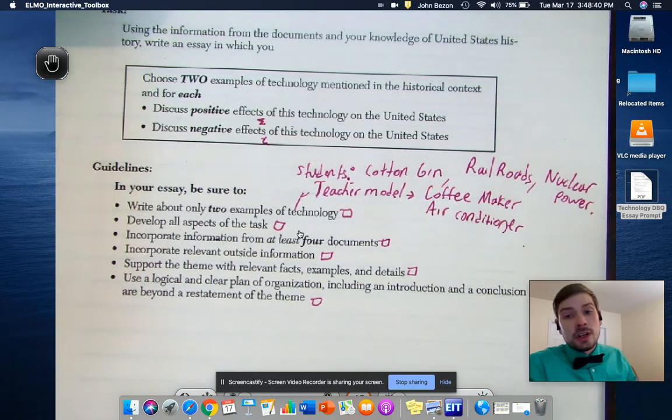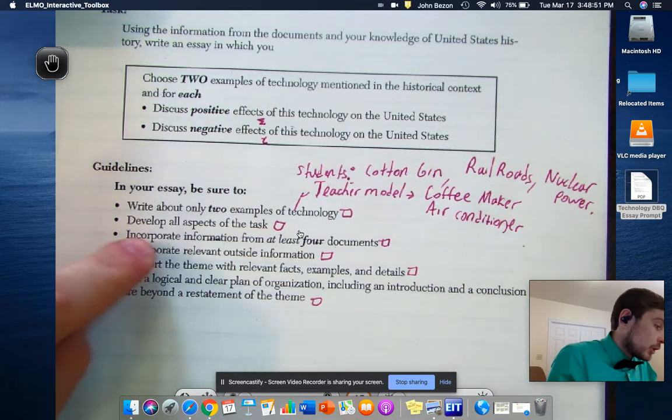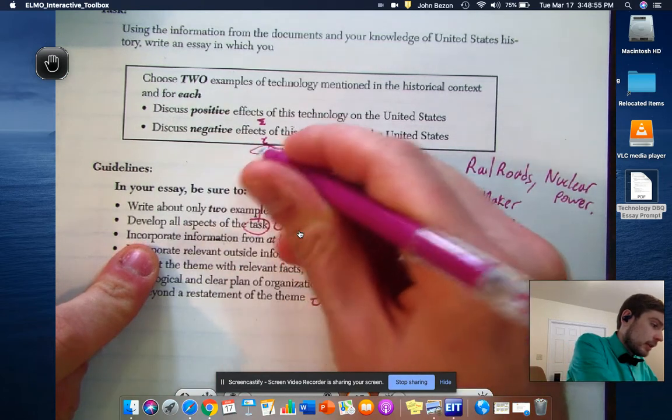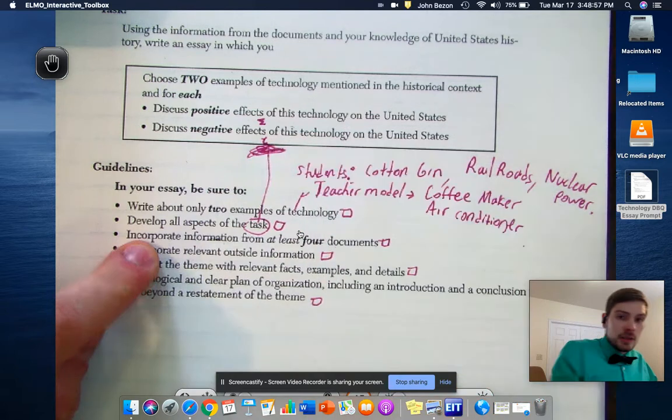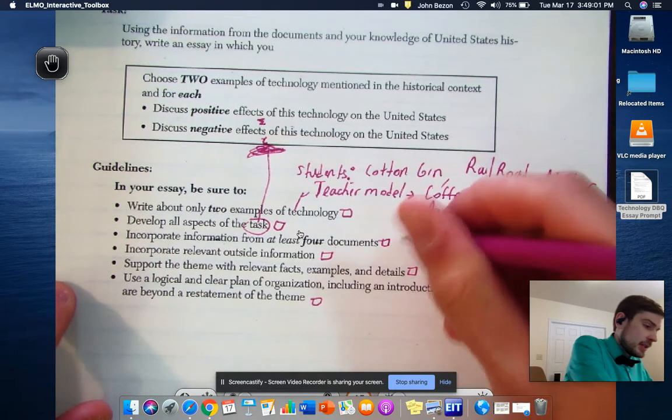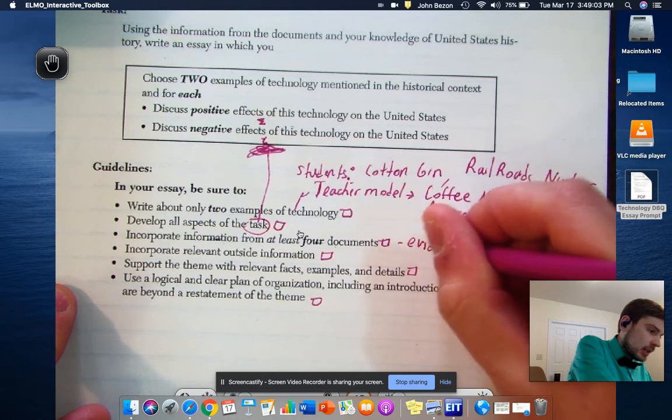All right, so be aware, you are writing about a cotton gin, a railroad, and nuclear power, 2 of those. I'm writing about a coffee maker and an air conditioner just to show you the model. Make sure you develop all aspects of the task. The task is literally right up there: the 2 positives and 2 negatives of the technology. Incorporate information from 4 documents, evidence.